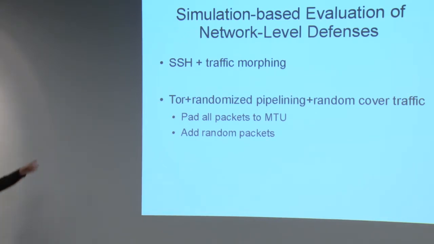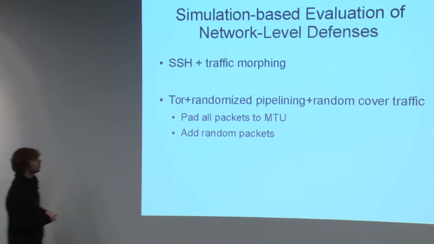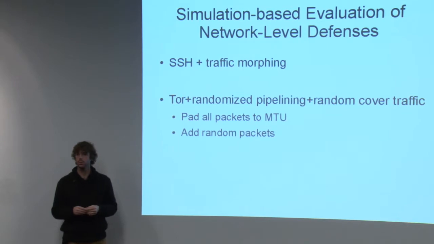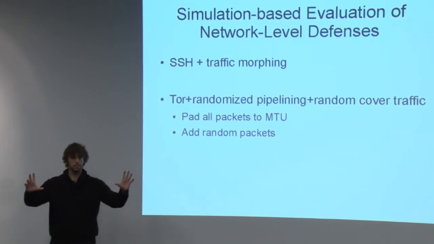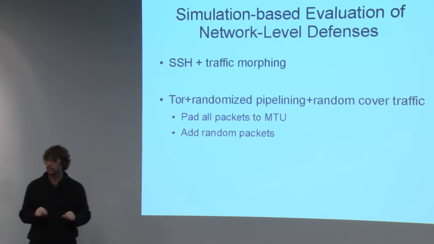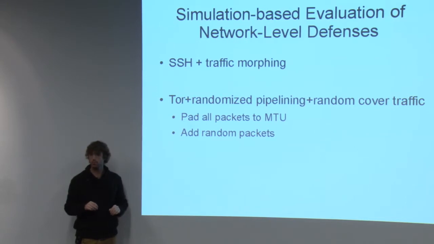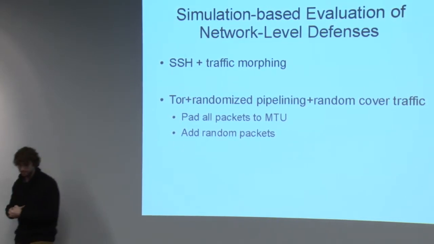We also took the traces that we had collected using Tor with randomized pipelining, and we added extra random cover traffic up to, in fact, I think the numbers I'm going to report here are up to as much cover traffic as there was original traffic. So if there were 1,000 packets originally, we just stuck in 1,000 extra packets randomly throughout the trace. And we also padded all the packets to 1,500 bytes. So there was no size information available to this attack.